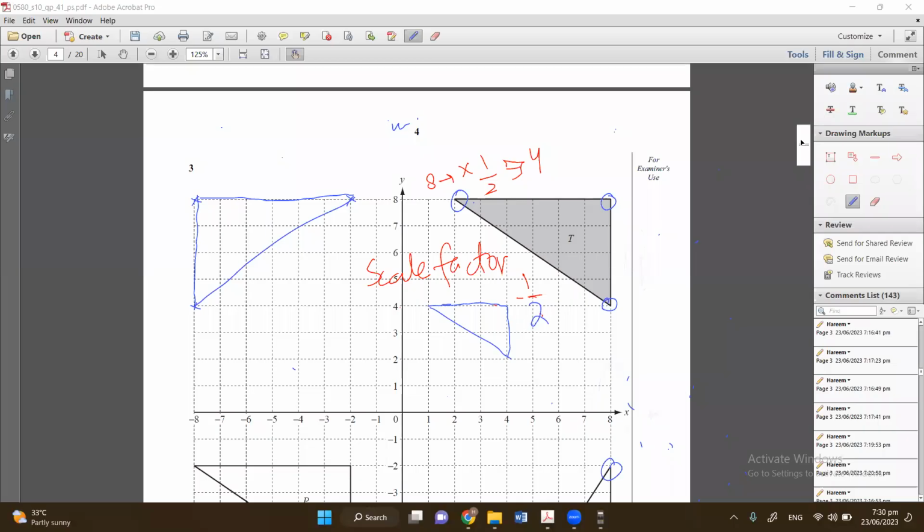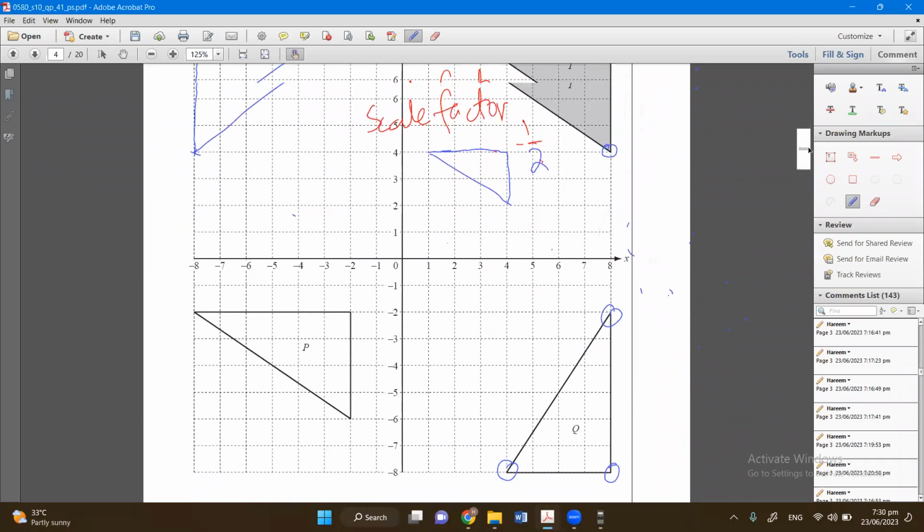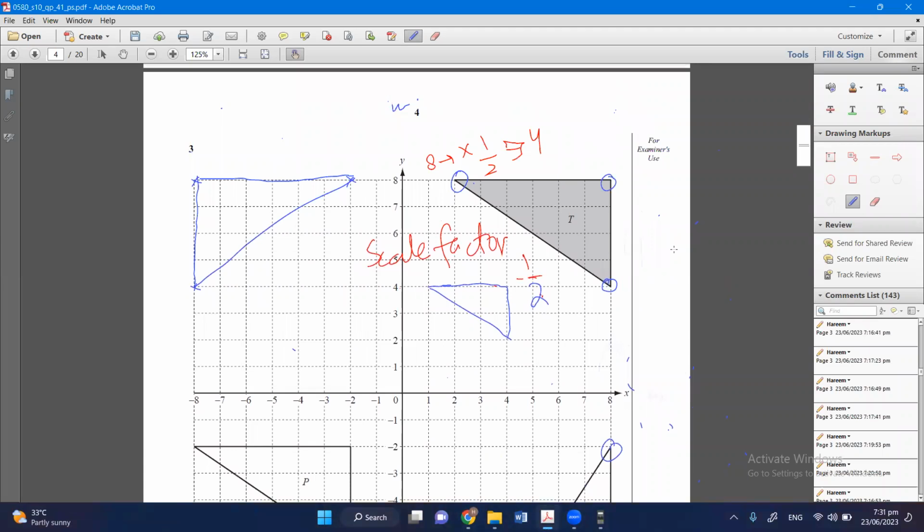Pardon for some interruption. The scale factor 1 over 2 I was talking about means everything would be half. If this side is 1, 2, 3, 4, 5, 6, it would be half, so 3. If this side is 1, 2, 3, 4, it would be half, so 2. So that's what scale factor means.